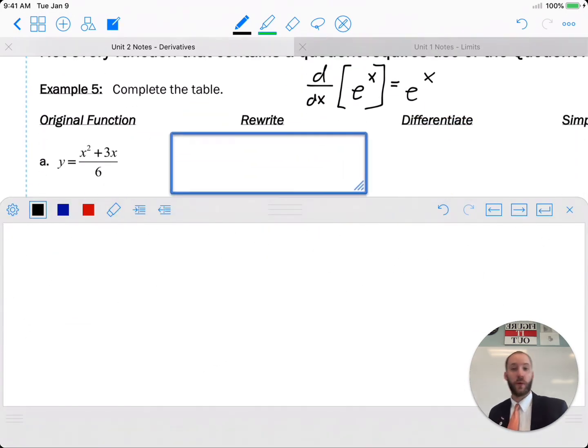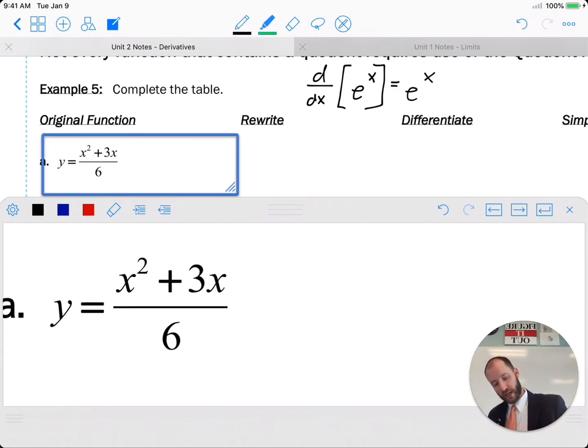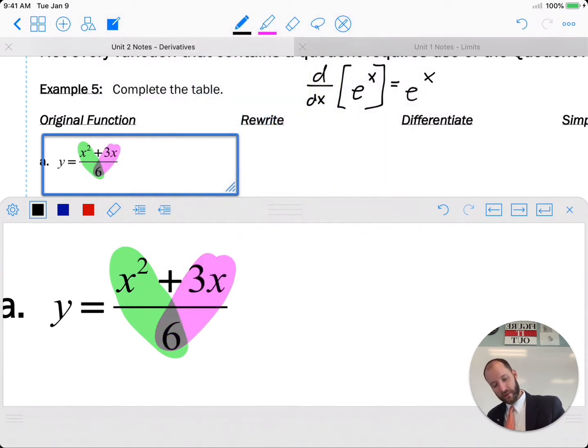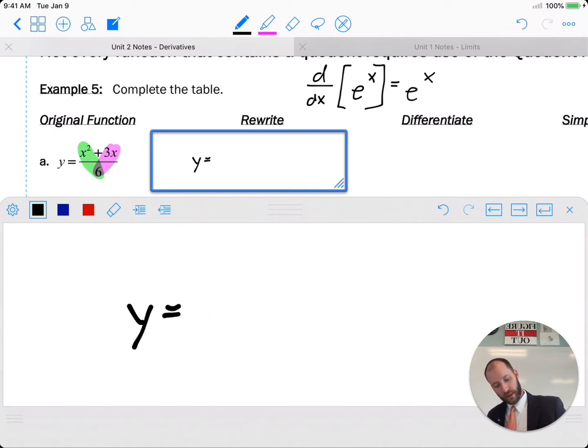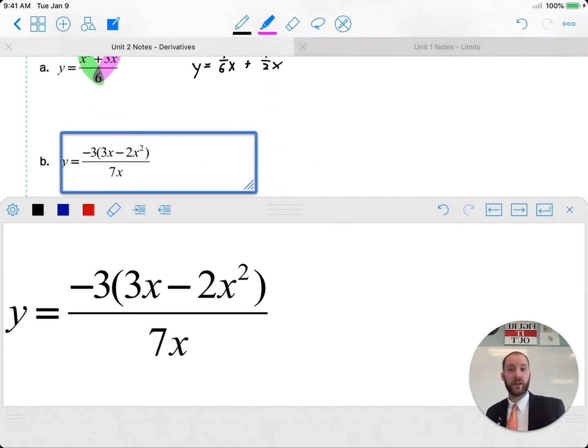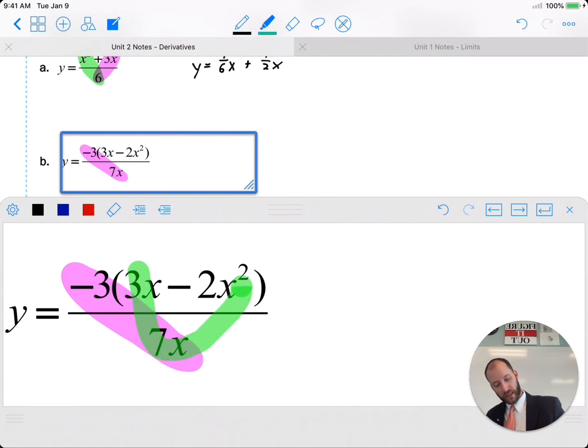Now, quotient rule isn't always required. You could rewrite what you have, kind of look at this fraction, break it up. The x squared over 6, take that. The 3x over 6, take that. And you could get 1/6 x squared plus 1/2 x. Alright, and then no quotient rule required, just doing the power rule with the sum and difference. Down here, same thing. So the -3 and the 7x. Then the 3x minus 2x squared all over 7x.